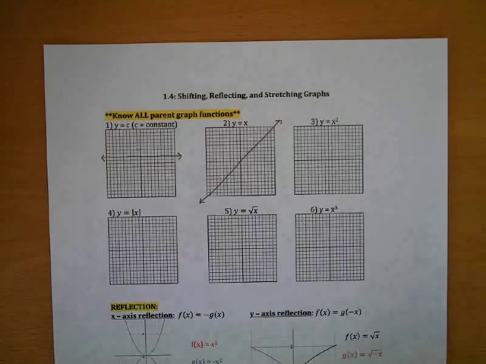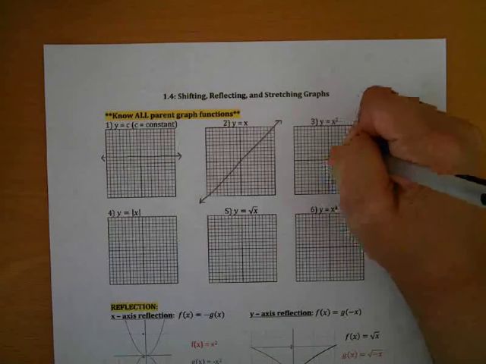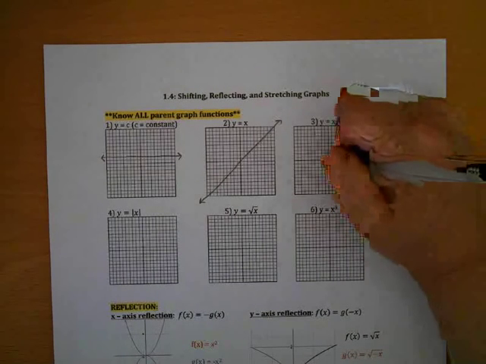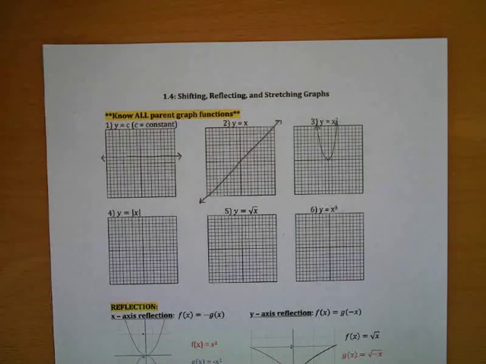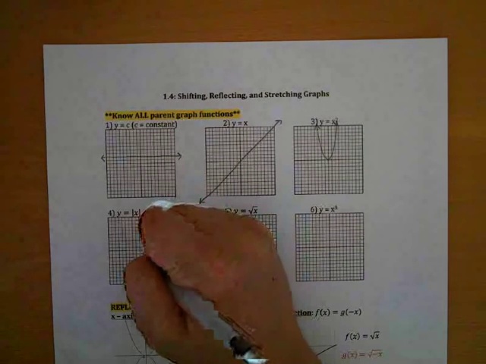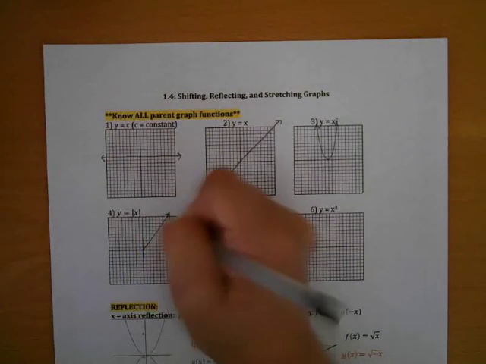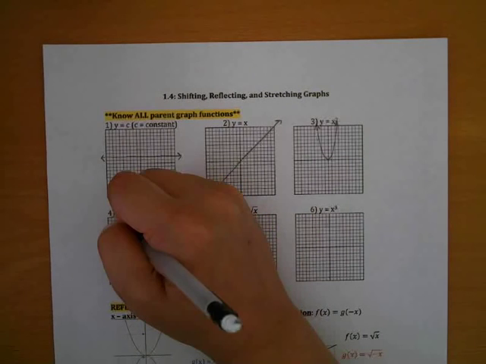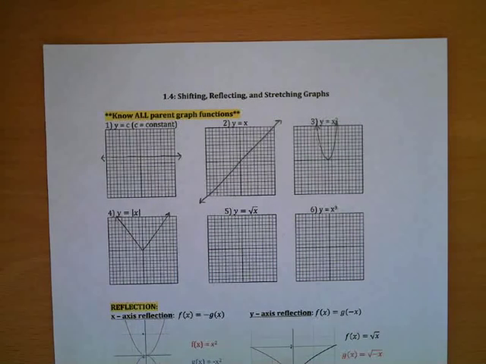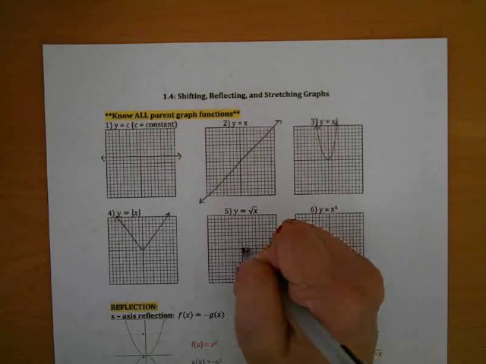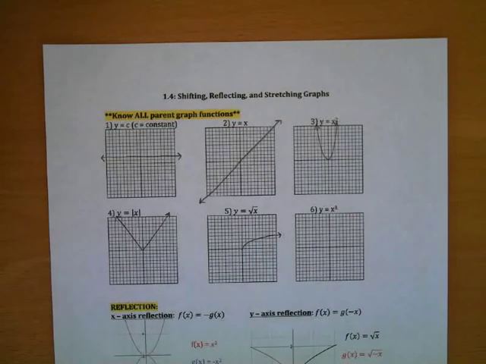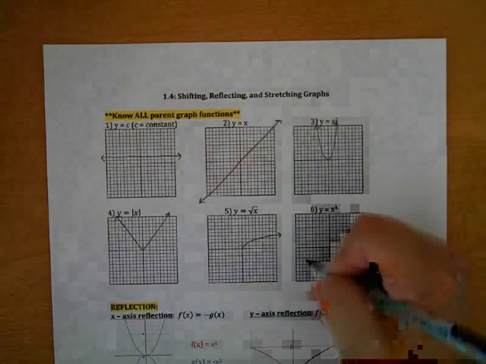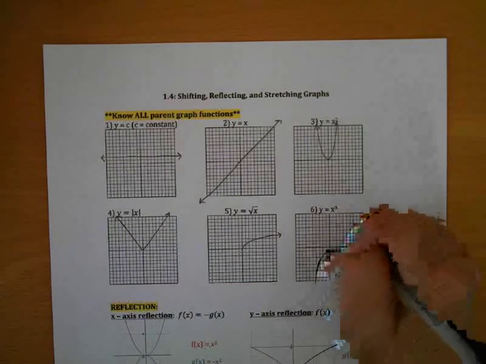Y equals x squared is a positive parabola opening upwards. Y equals the absolute value of x opens upwards, and it looks like a V. Y equals radical x is part of a horizontal parabola. And y equals x cubed looks like a tangent graph.